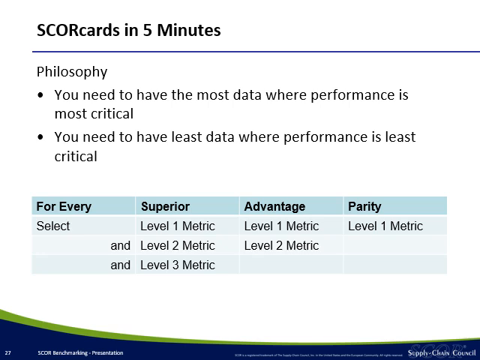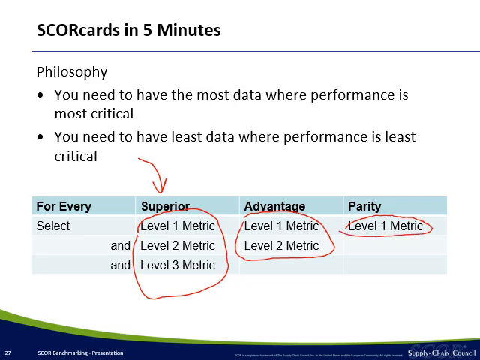So once again, what it says so far is, if I want to be superior in any aspect, I need to measure the performance of level 1, 2, and 3. If you want to be just advantage, we measure level 1 and 2. If you just want to be okay, we just measure level 1.